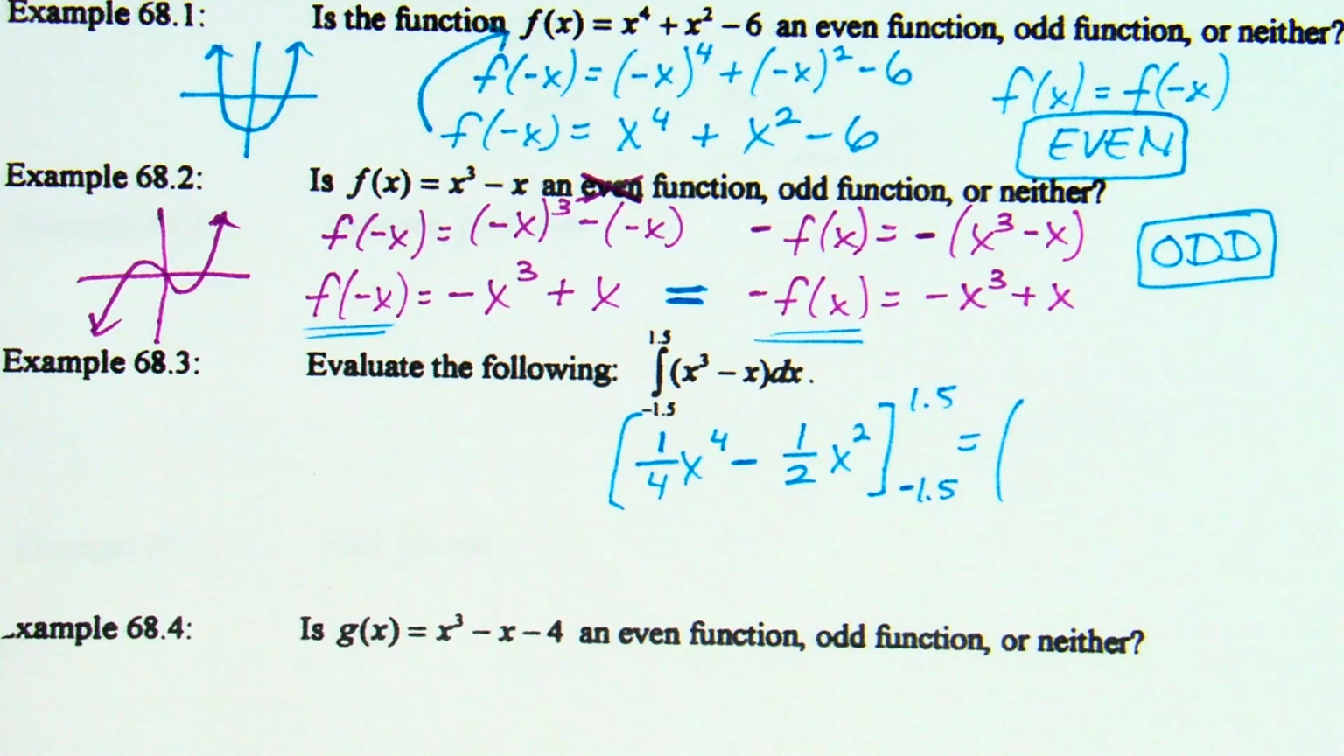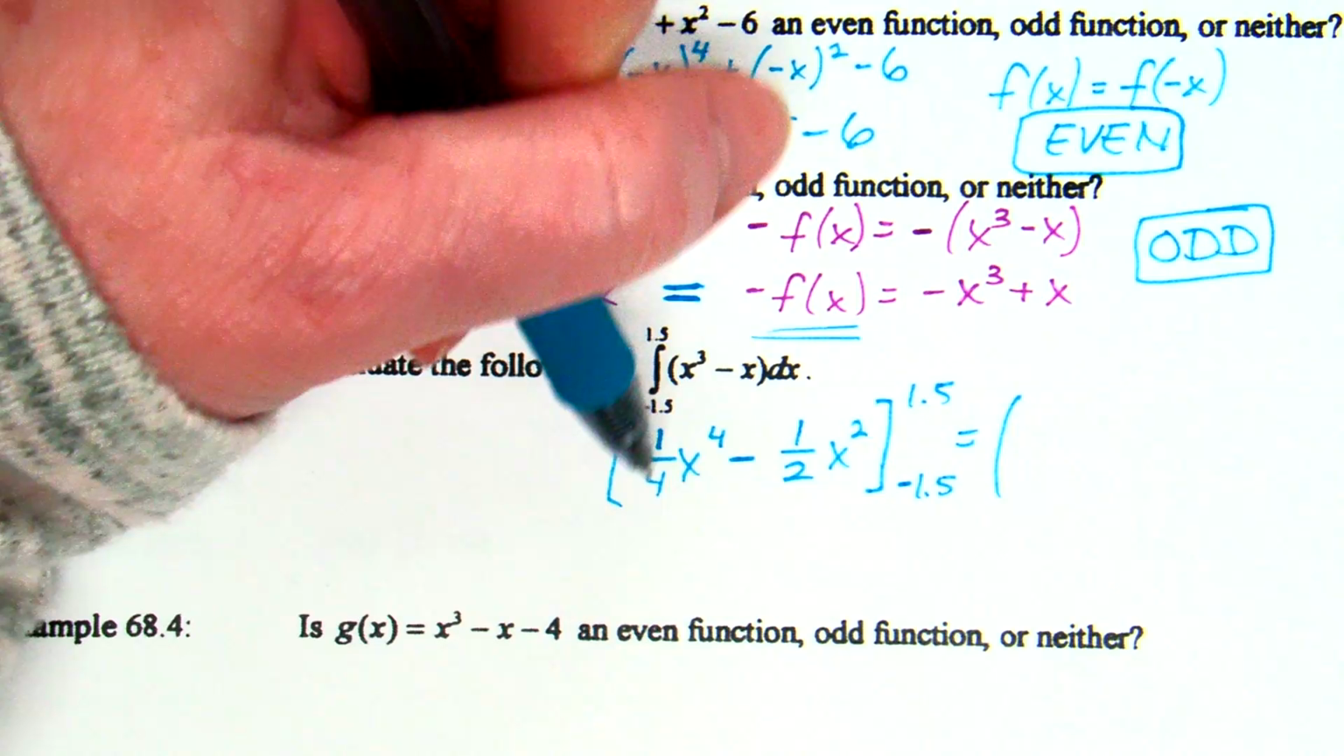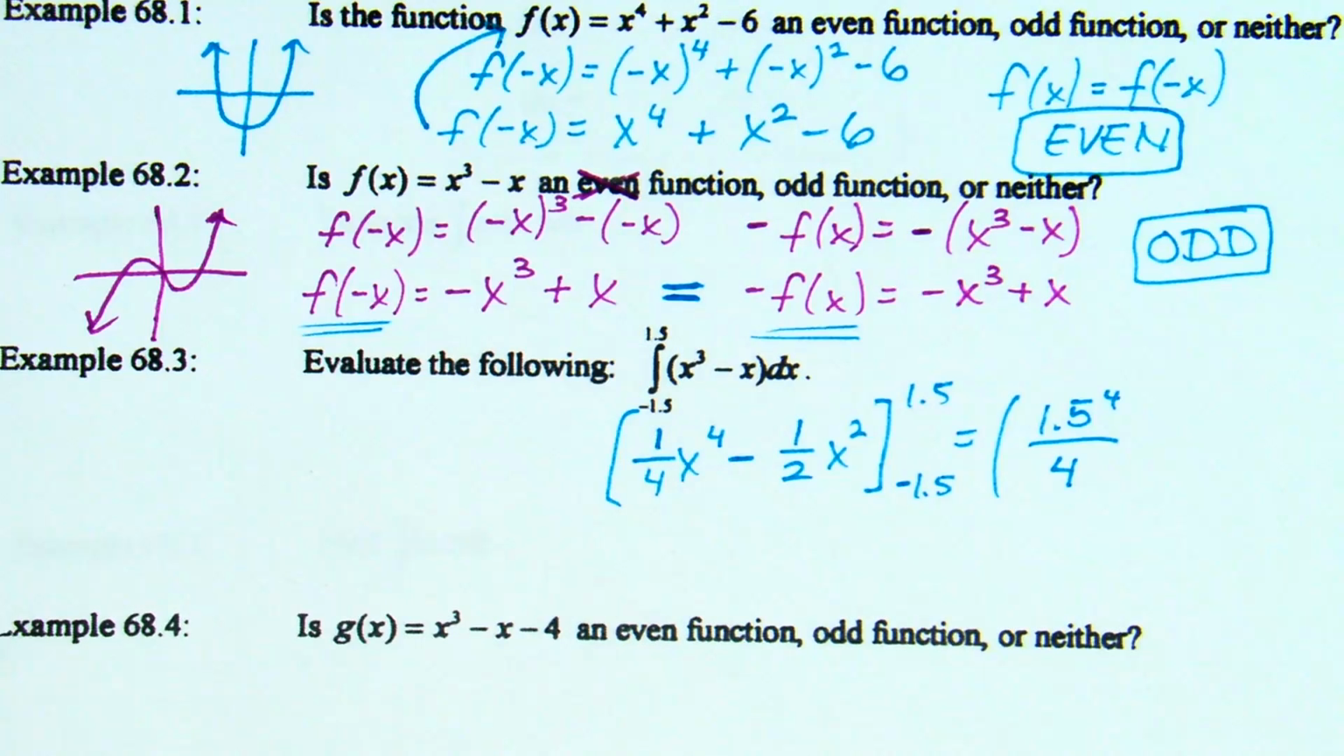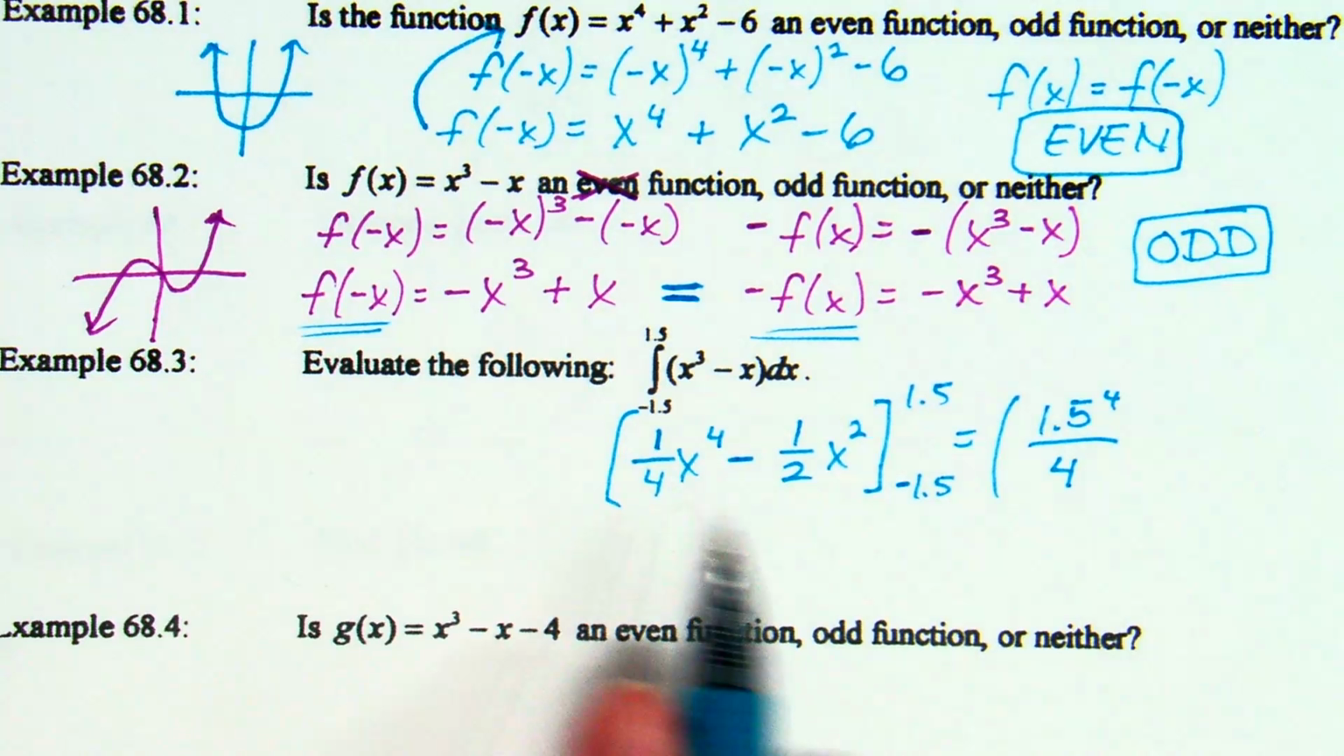So I wrote 1/4 x to the 4th, but when I plug the numbers in, it's going to be better to say x to the 4th over 4. Okay, so the first number we're plugging in is 1.5. So if I write 1.5 to the 4th over 4, are you okay with that? Instead of writing 1/4 times 1.5 to the 4th, I wrote it as 1.5 to the 4th over 4.